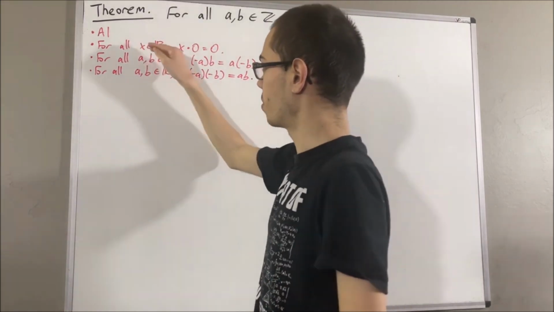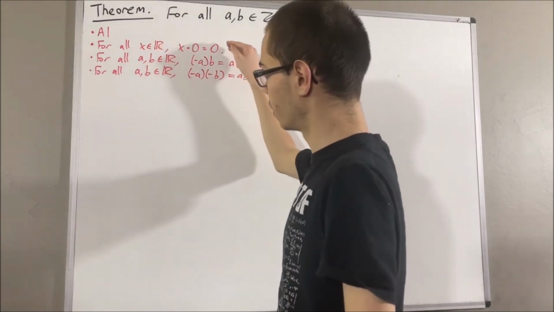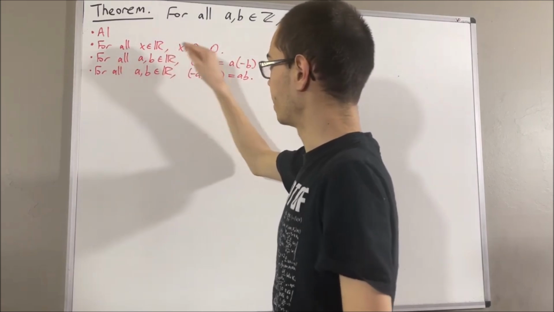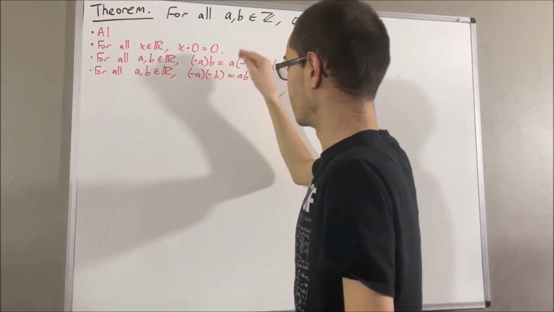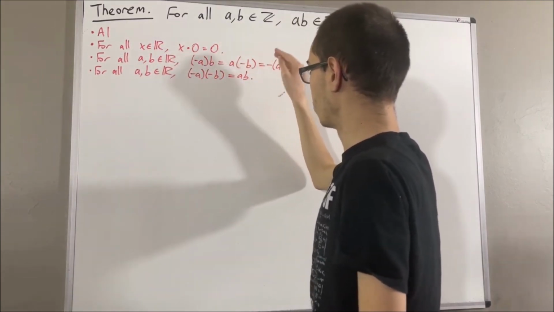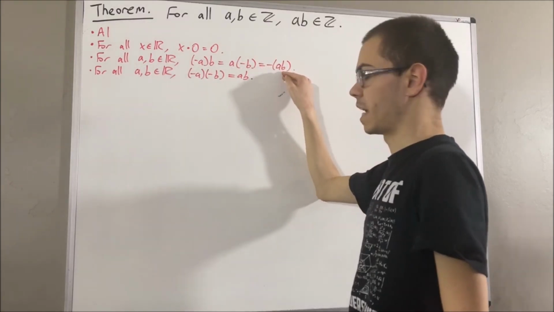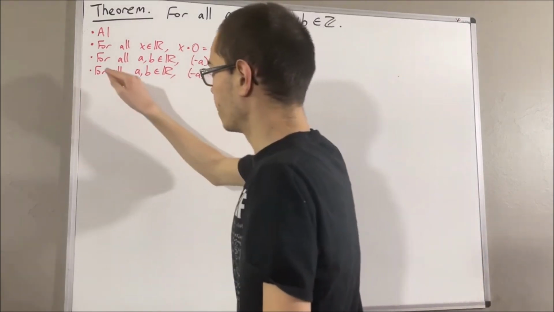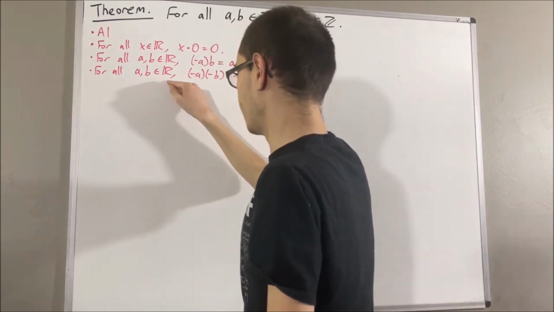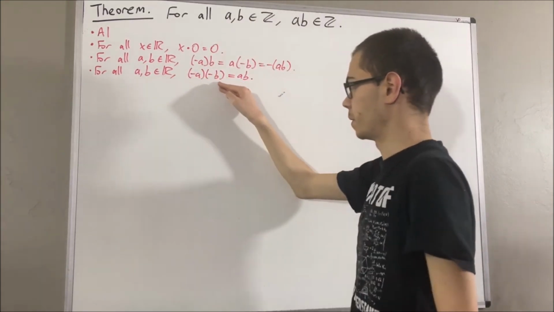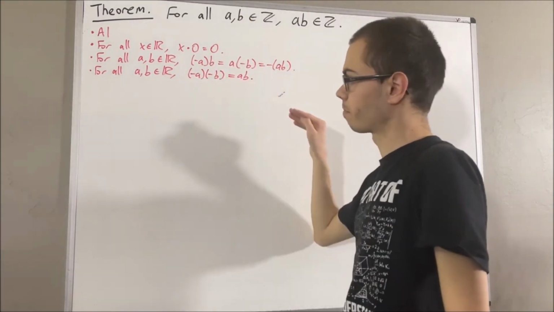We have for all real numbers x, x times 0 is equal to 0. For all real numbers a and b, the negative of a times b is equal to a times the negative of b, which is equal to the negative of a times b. And we have for all real numbers a and b, the negative of a times the negative of b is equal to a times b.